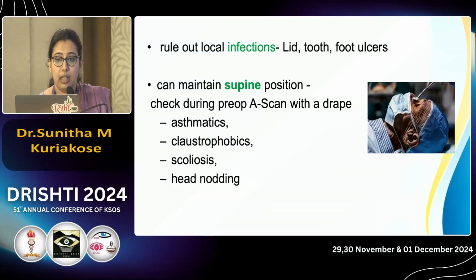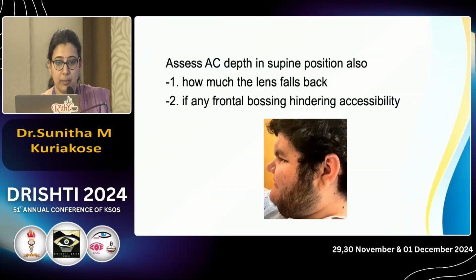Always rule out local infections. Look at the lid, look at their tooth, look at their foot, because all these are common places for ulcers and infections. And check if they can lie supine. When you do a pre or post scan, you can just put a drape on their face and check if they can tolerate a drape and lie supine for almost 45 minutes. Any asthmatics, any claustrophobics, patients with severe scoliosis who can't lie down straight, any patient with severe head nodding, Parkinson's patients, just rule out, don't take those patients.